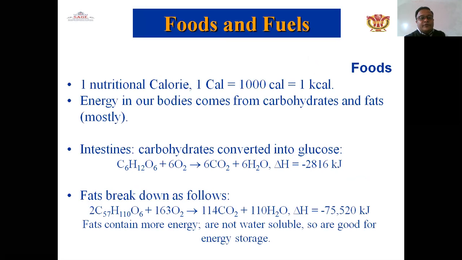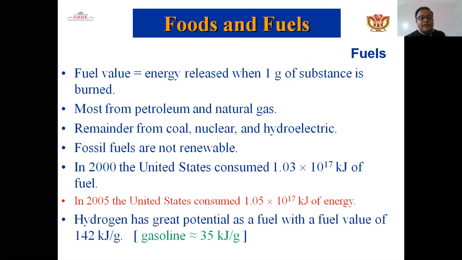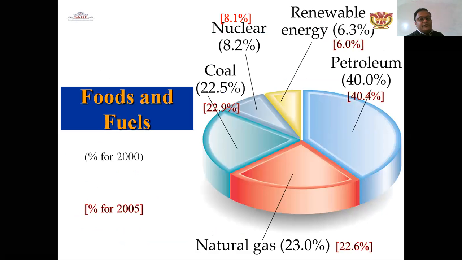This is about food and fuels. In the slides, chemical equations are represented. Fuel value is the energy released when 1 gram of the substance is burned. Most comes from petroleum and natural gas, the remainder from coal, nuclear and hydroelectric. Fossil fuels are not renewable. In 2000, the United States consumed 1.03 times 10 to the power 17 kilojoule of fuel. In 2005, the United States consumed 1.05 times 10 to the power 17 kilojoule of energy.